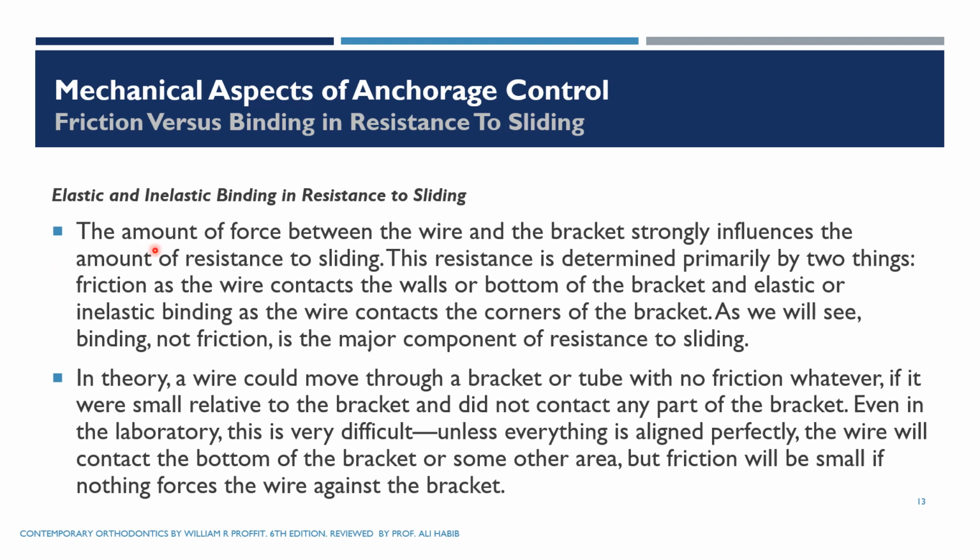As we mentioned earlier, the amount of force between the wire and bracket strongly influences the amount of resistance to sliding. And resistance to sliding includes two types. The first type is the classic friction that we covered so far, which mainly depends on the contact between the wire and the walls or bottom of the brackets. And another type which we call binding, which could be elastic and inelastic binding, depends on the contact between the wire and the bracket at the corners of the brackets. So these are the two types of resistance to sliding.